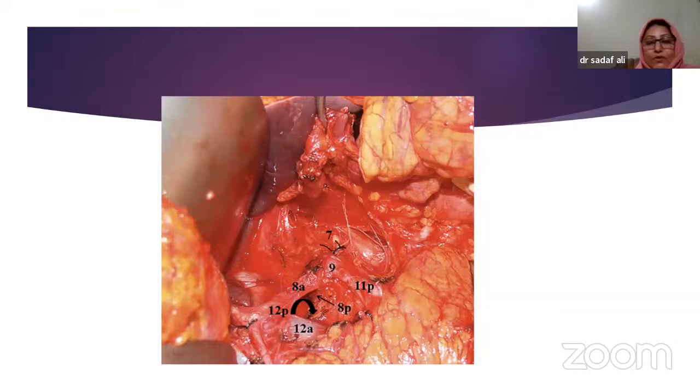So a good D2 gastrectomy, whether open or laparoscopic, should have a clear view like this, that you have cleared all your stations 7, 9, 11P, 8A, if required add 8P, and the 12P and A.